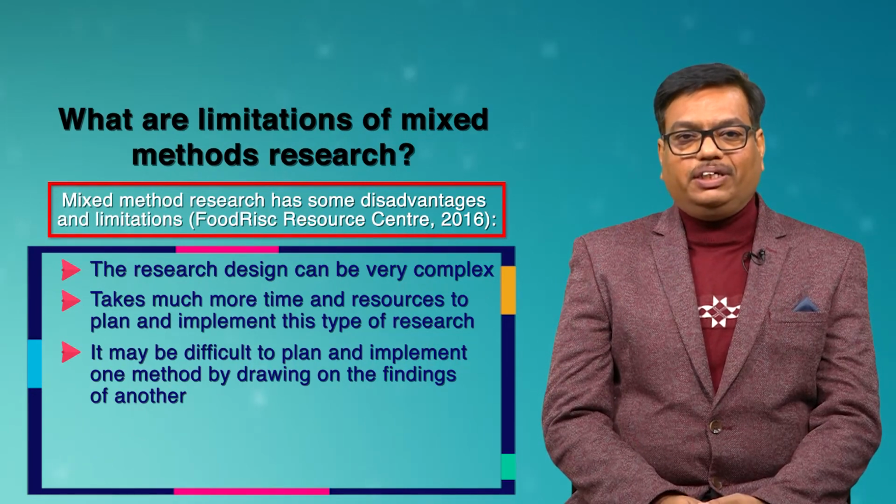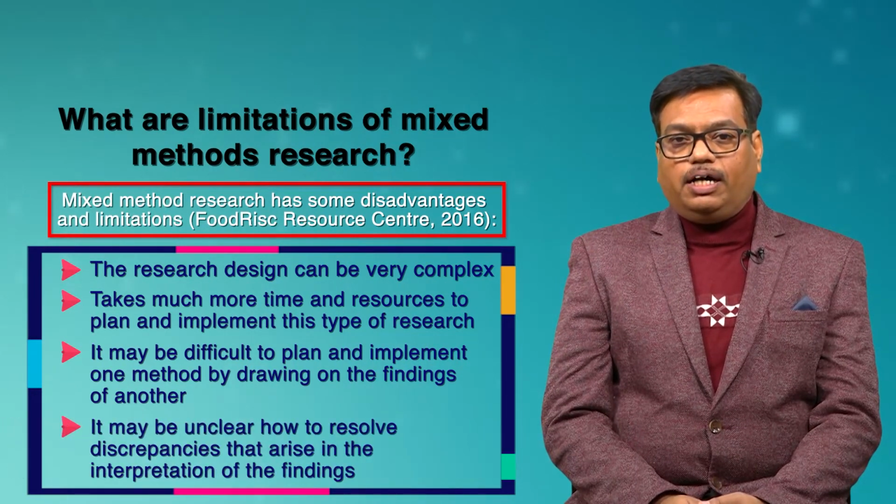And the fourth limitation is that it may be unclear how to resolve discrepancies that arise in the interpretation of the findings. Sometimes quantitative data tells us one story and qualitative data tells us a different story, and then both stories are different. Then it will be a problem for you which data set to rely upon. So, resolving these discrepancies arising from the interpretation of the findings will also provide a kind of difficulty for you, and this can also be noted as a limitation of mixed method research.